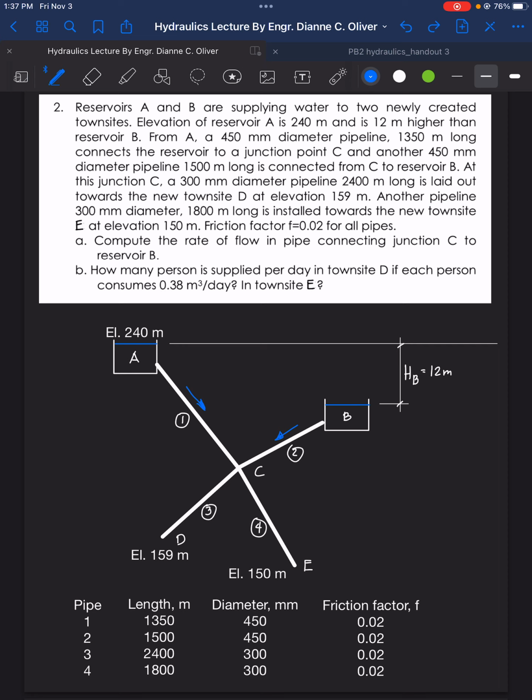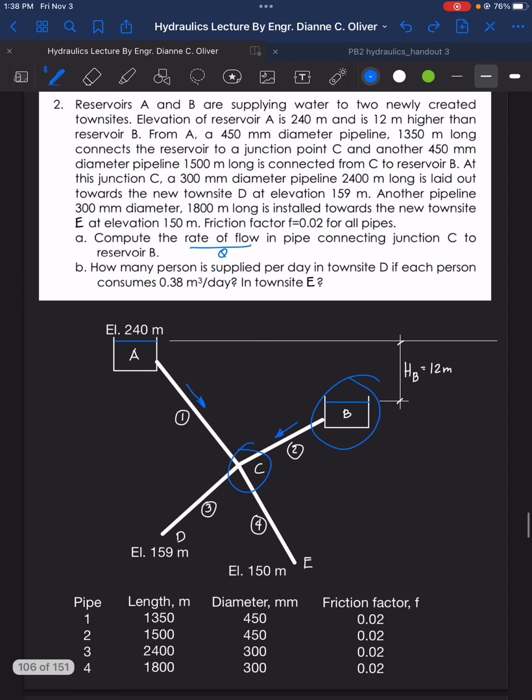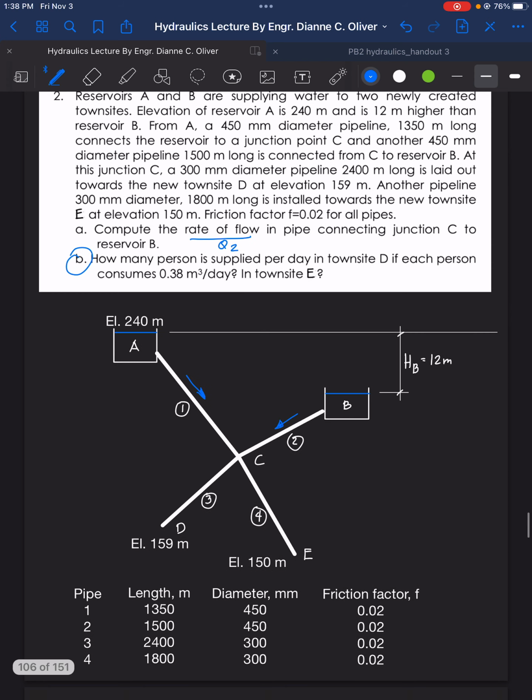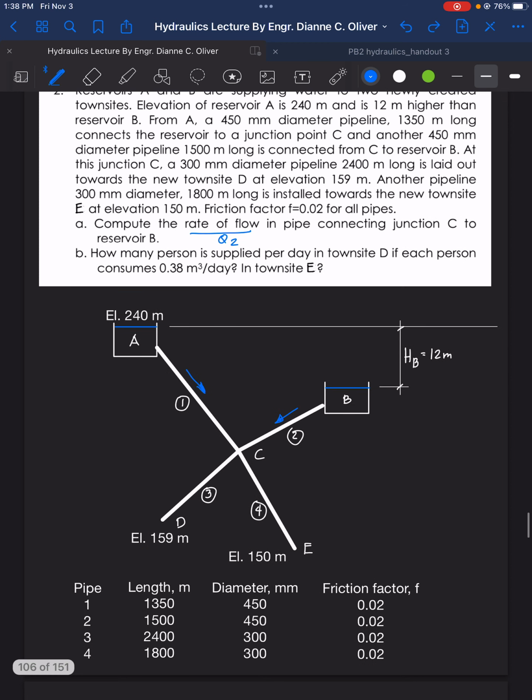Compute for letter A the rate of flow, which is the Q, in the pipe connecting junction C to reservoir B. What pipe is that? Connecting junction C to reservoir B, that is pipe number 2. So we are looking for Q2. Now for letter B, how many persons are supplied per day in Townsite D, if each person consumes 0.38 cubic meter per day?